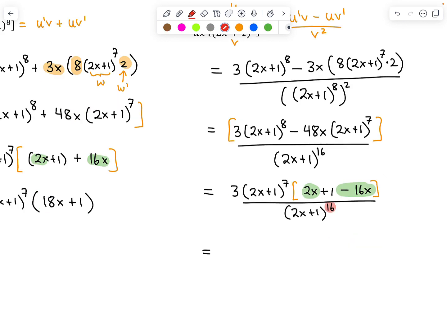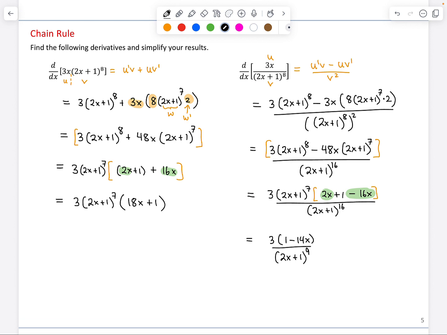Well, this power 16 is greater than this power 7, so we'll do 16 minus 7 to get 9, and all 9 of the remaining factors will be in the denominator. So I'll have a 3 times, and my orange brackets become parentheses. We'll have a 1 minus 14x, all over (2x plus 1) to the 9th. And this is our simplified result. Okay, move on to the last page.